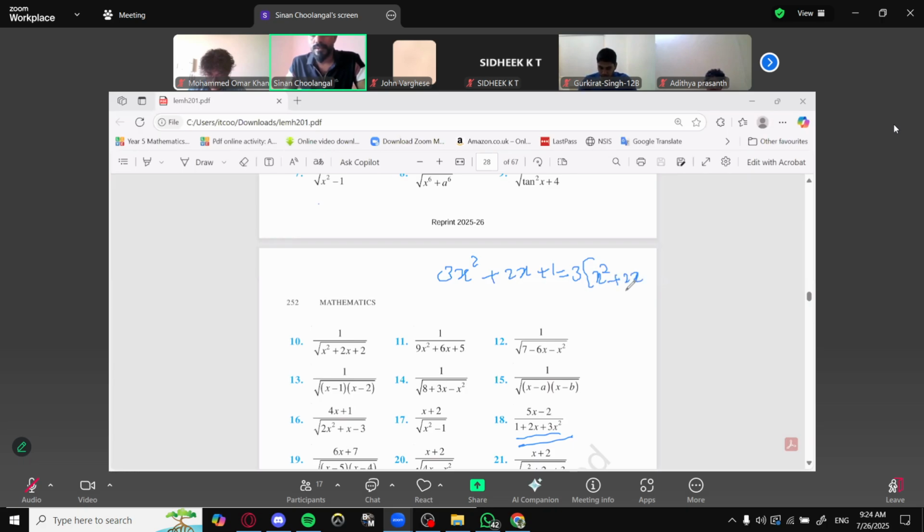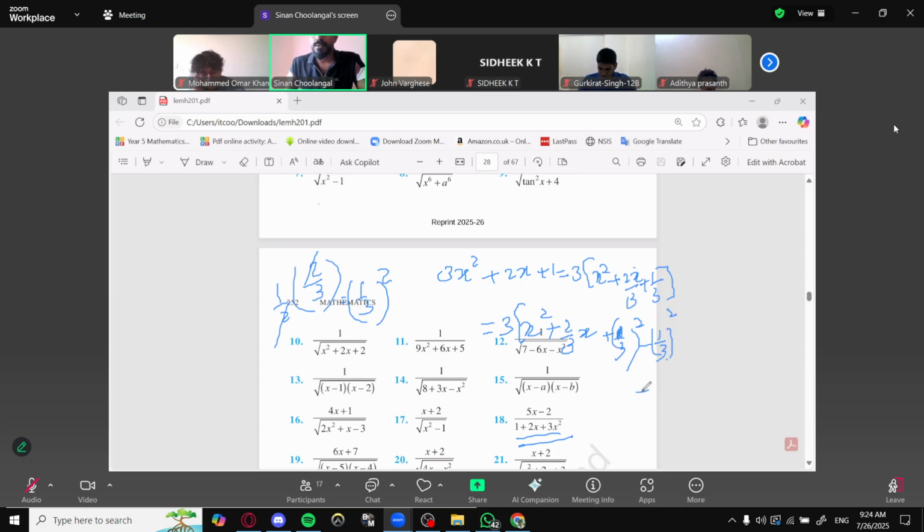So finish it off: x square plus 2 by 3 x plus 1 by 3. You know this idea, already we discussed. Take half of the coefficient of x, which is 2 by 3. Half of 2 by 3 is 1 by 3, the 2 you can cut. 1 by 3 the whole square, adding and subtracting: 1 by 3 the whole square minus 1 by 3 the whole square plus 1 by 3. Why are we dividing by 3? You understood, because 3 was taken common. So here there is no 3, we are dividing.